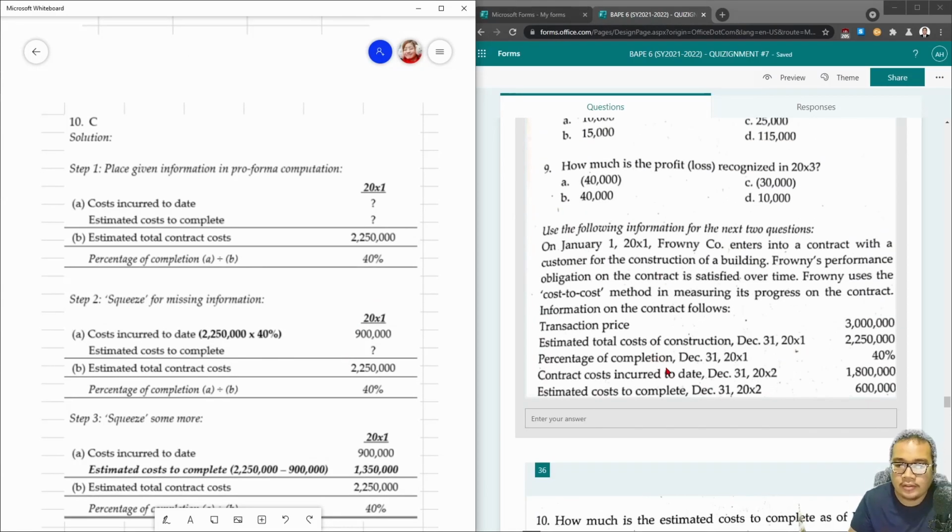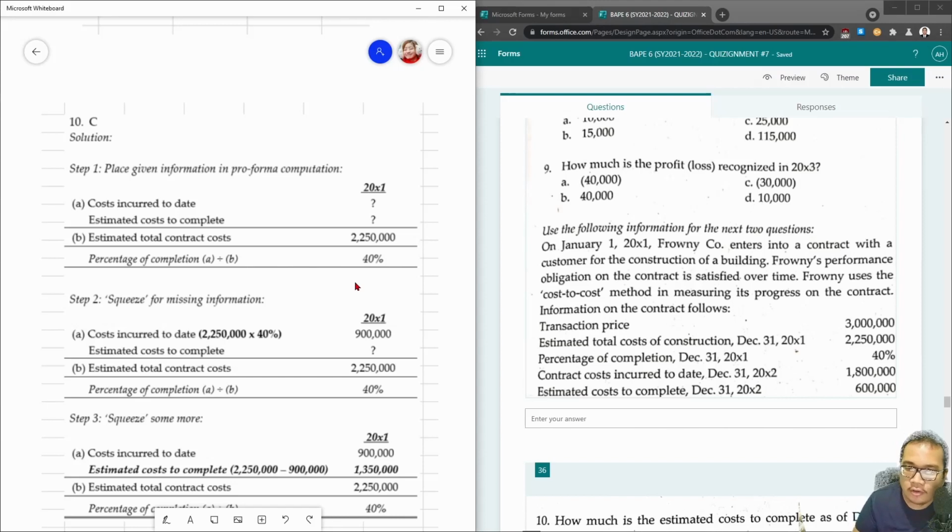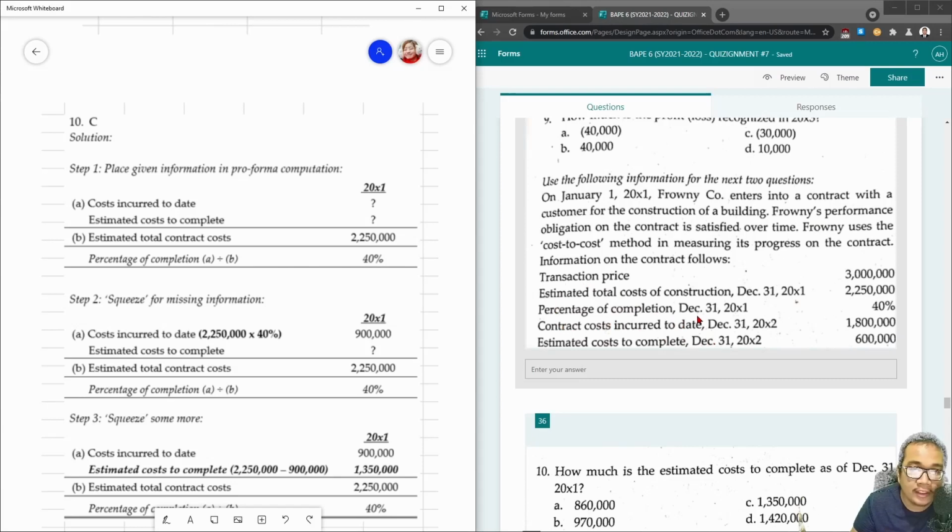Use the following information for the next two questions. On January 1, 20x1, Frownico enters into a contract with the customer for the construction of a building. Frowny's performance obligation on the contract is satisfied over time. Frowny uses the cost-to-cost method in measuring its progress on the contract. Information on the contract is as follows. Instead of enable, list pa. Table lang sana to. Transaction price natin 3M.